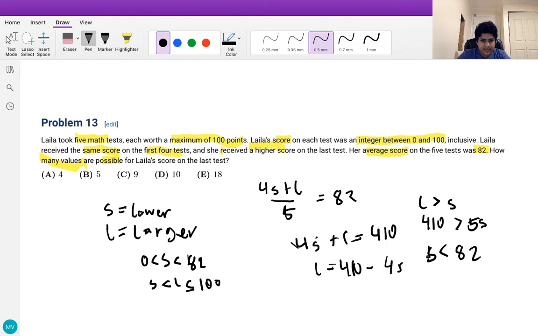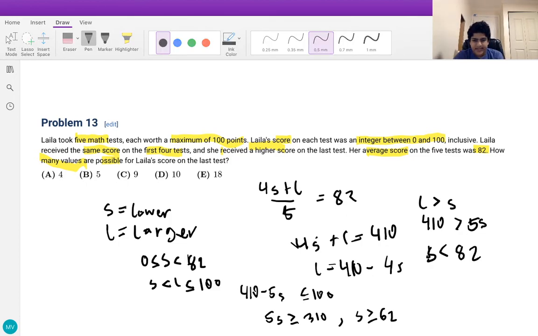So this one's also less than or equal to. So now we can finally find the number of solutions. Since L is equal to 410 minus 5S, we know that 410 minus 5S is less than or equal to 100, or 5S must be greater than or equal to 310, meaning that S is also greater than or equal to 62. So now we have a range of S. S is between 62 and 82.